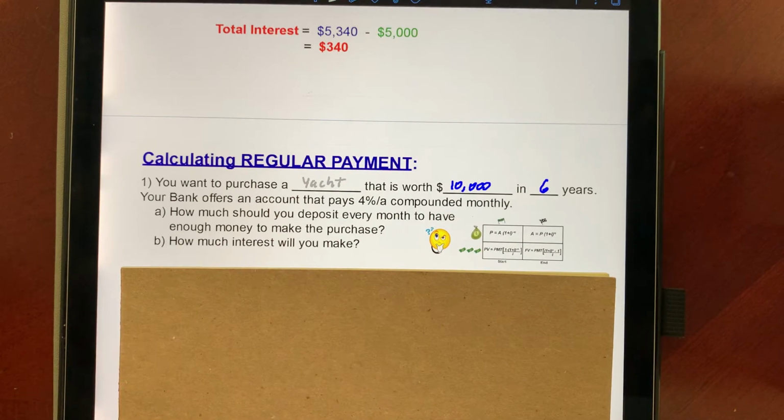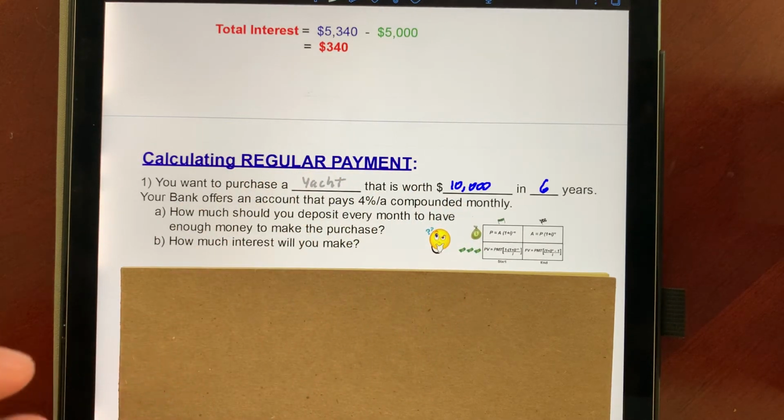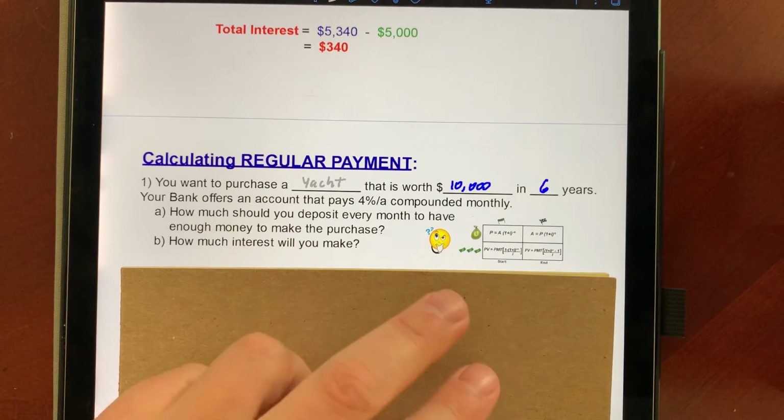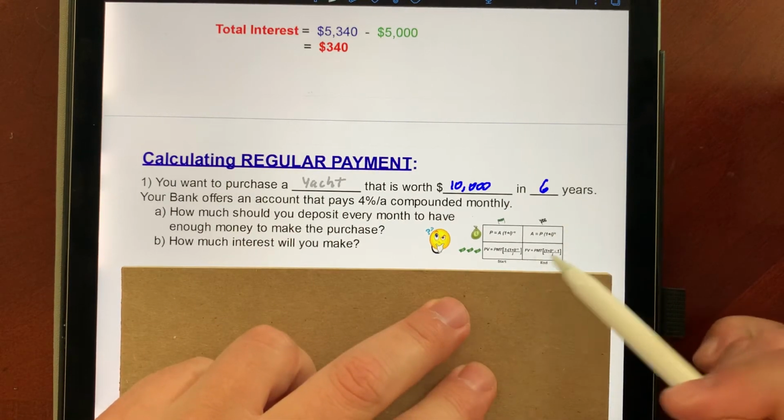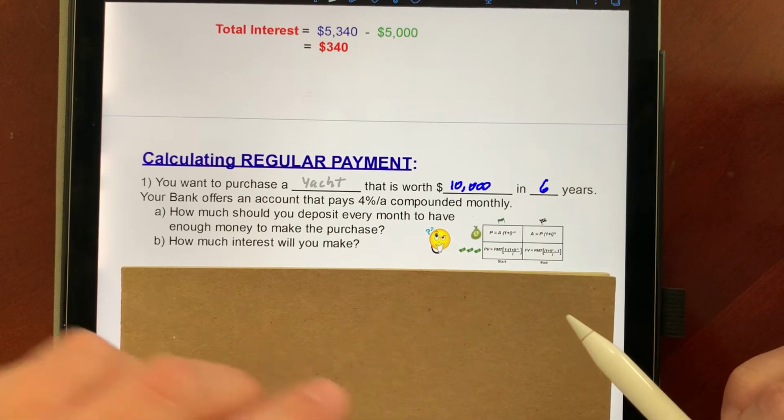Okay, first of all, what formula do we use? Well, the first question was, is the big chunk of money at the beginning or at the end? I want to start putting money down. I don't have anything now, and I want the money in the end. So that's a future value question. Now, is it a lump sum or regular payments? Yeah, I'm putting money in every month. Therefore, it's regular payments, so FV is the formula that we're going to use.